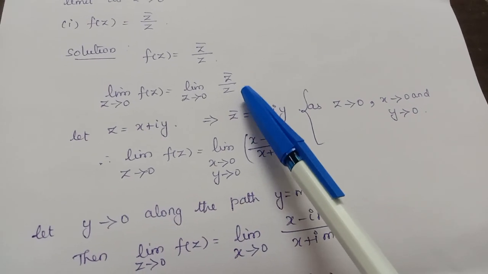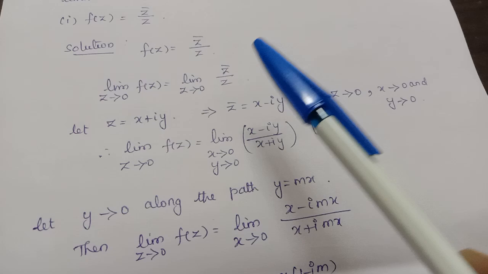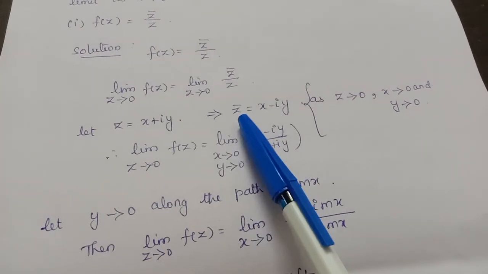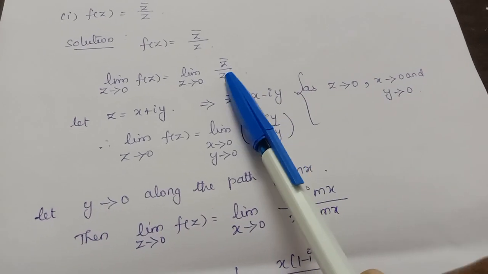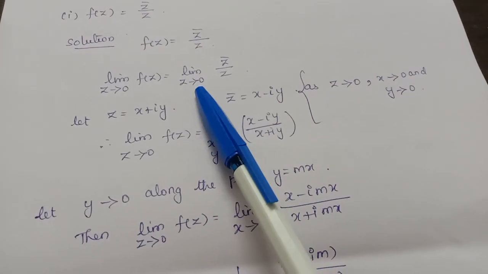Okay, so what I am going to do is I have to do some simplification. Directly I cannot do anything here. So what I am going to do is substitute z equal to x plus iy. So what is z bar? x minus iy. So I am going to rewrite z as x plus iy and z bar as x minus iy. So what happens to this limit?